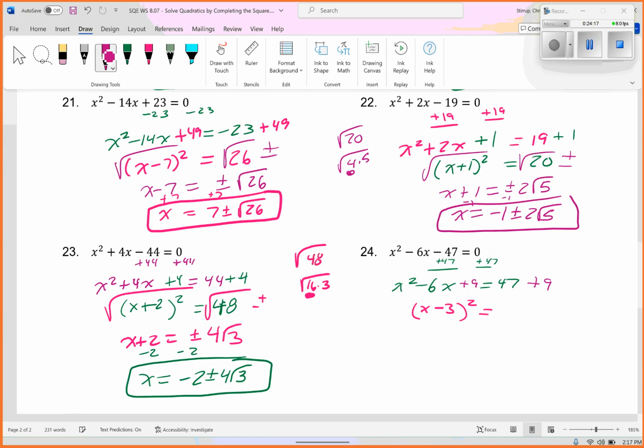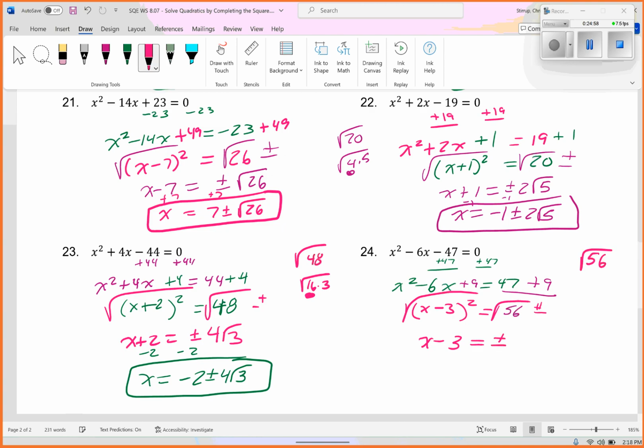14. Crystal, what is 47 and 9 added together? 56. Crystal, 1 to 14. 6. Sam, what's our famous step? What is it? We've been saying it for so many times. Root. Hey, Sam, when you do root, what don't you want to forget? There you go. So then I get this. Plus, minus. All right.